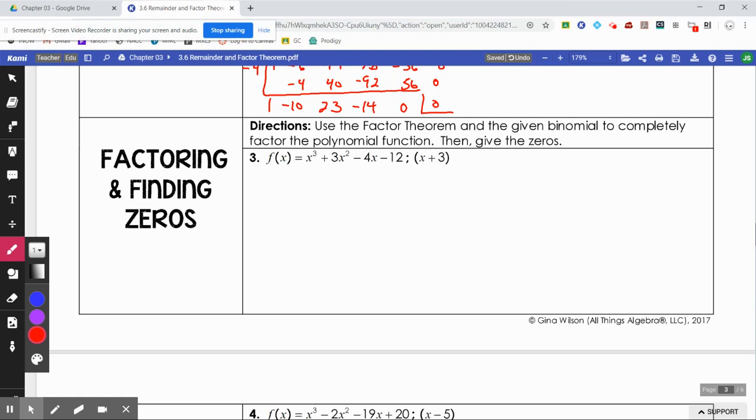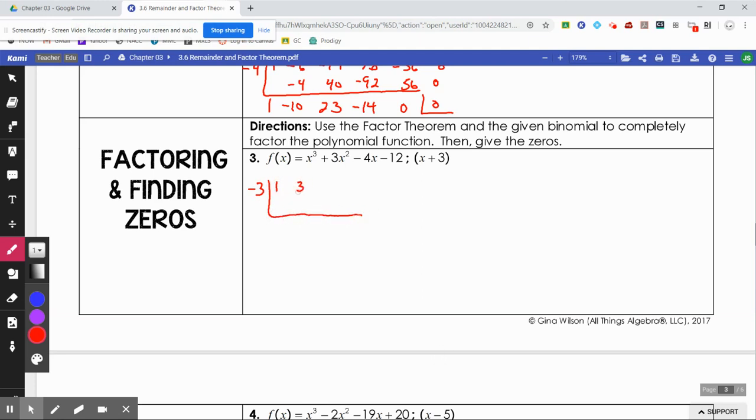I am going to eventually talk about some shortcuts that you can use here. We could have actually used them on those last ones, but we're going to do these the same way. Given that x plus 3 is a factor, that means that when I plug in -3, when I find f of -3, which is what I'm doing here, I should get 0 as a remainder.